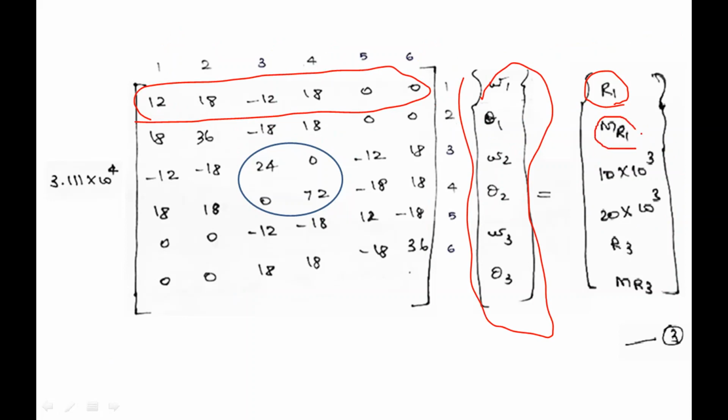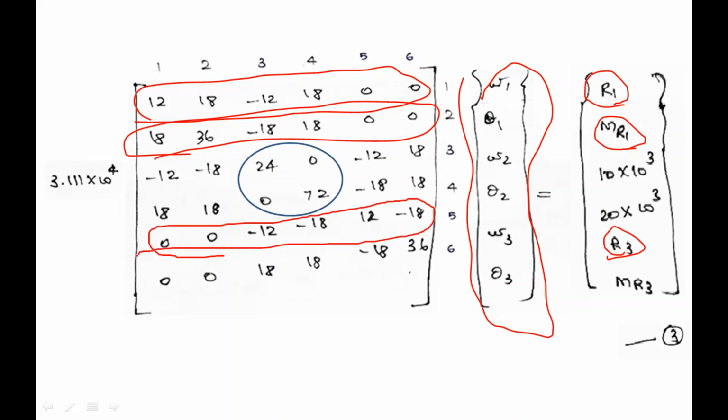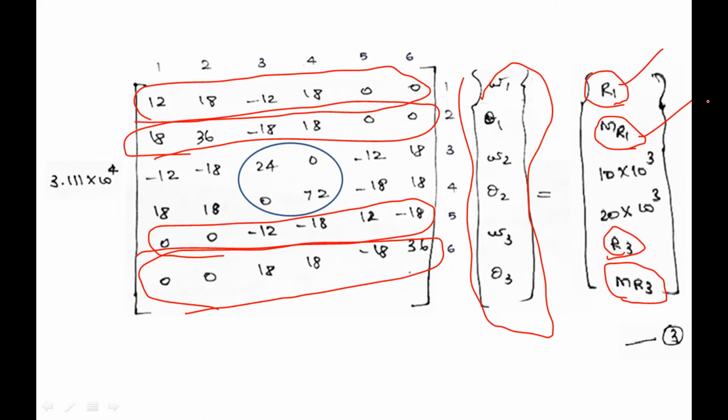Similarly, if you want to find MR1, we have to take the second row, then multiply with this displacement vector, and we will get MR1. Similarly, if you want to find R3, we have to take this fifth row, multiply with this displacement vector, and we will get R3. For MR3, we have to take the sixth row, then multiply with this displacement vector, and we will get MR3. So using this global characteristic equation, we are going to derive the reaction forces and the reaction moment.